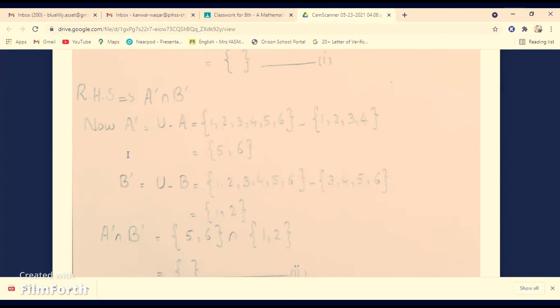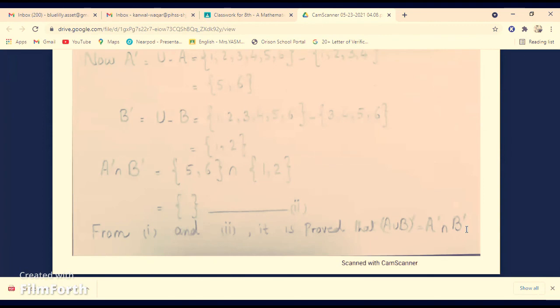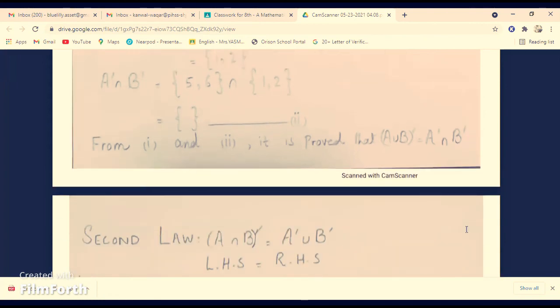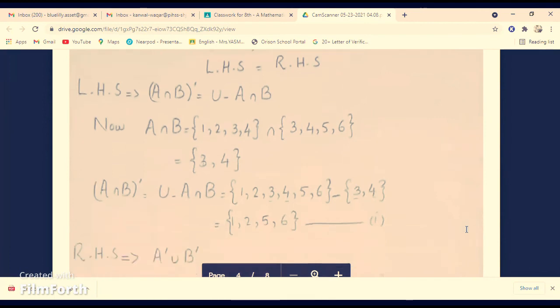After getting the complements of these two, we will take the intersection. Of course, there will be nothing common, so the intersection will be an empty set. From 1 and 2, it is proved that left hand side, A union B complement, is equal to A complement intersection B complement. Then the second law is there, so you will find out the second law in the same way.